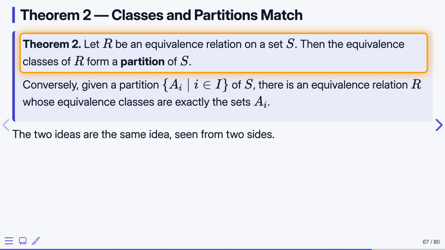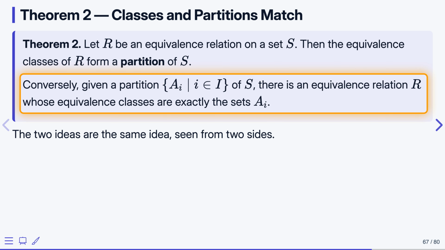Theorem 2 ties the 2 ideas together, and it works in both directions. First direction, start with an equivalence relation. Its classes form a partition of the set. We just saw why. Second direction, the converse.